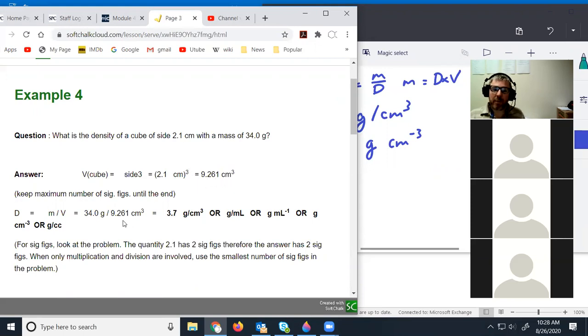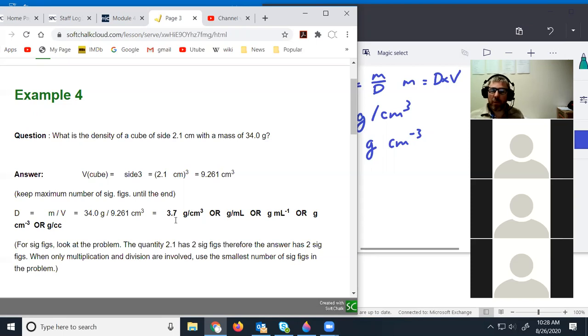You can plug that in. It's probably a good idea to plug in the whole answer and not shorten it to two significant figures at this point, because then you're double rounding. So you do 34.0 grams divided by 2.1 cubed, and you end up getting 3.7 grams per cubic centimeter. The reason it's 2 sig figs is that one value in the problem has 2 sig figs and the other has 3. You look for the smallest number of sig figs, and that's the sig figs in your answer. That's why it comes down to 3.7.